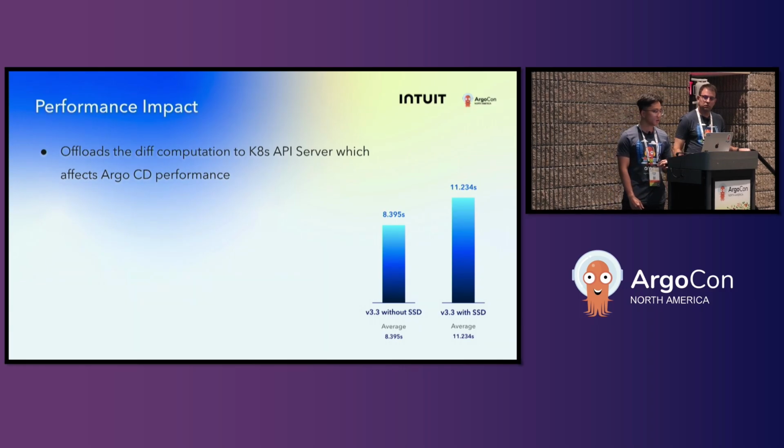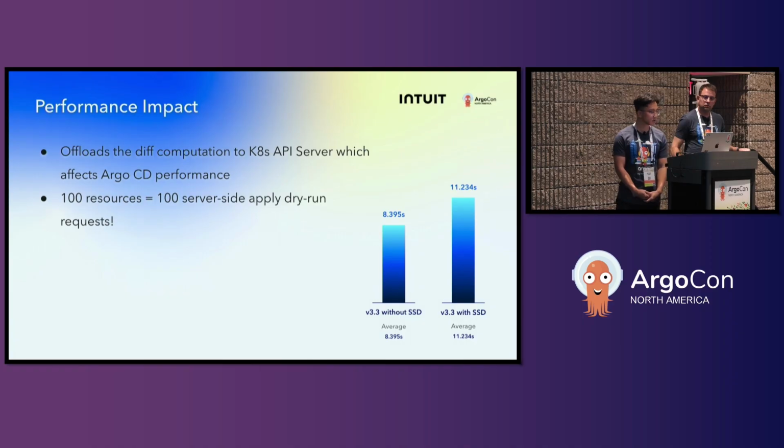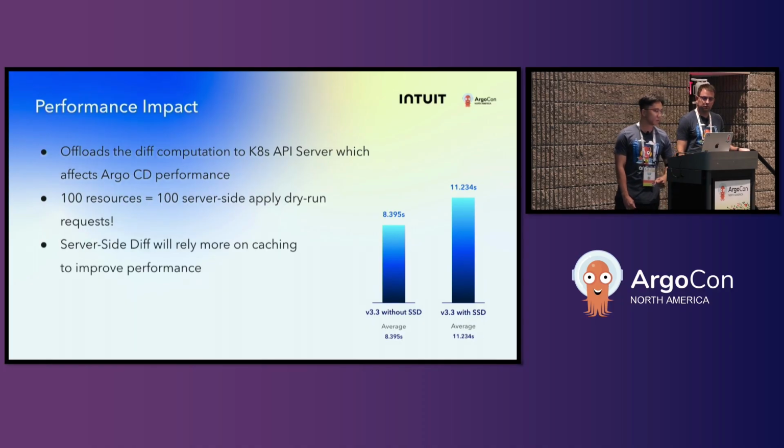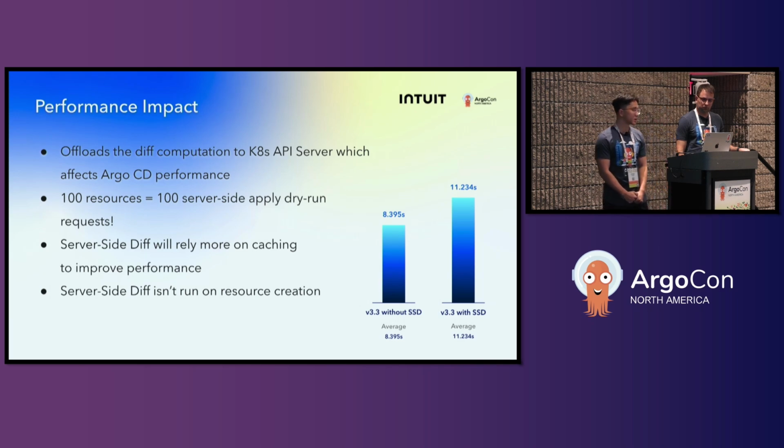This may not be a huge difference, but with an application with a huge number of resources, that could add up to a lot, as each resource would equal one server-side apply dry run. So we're aware of the drawback, and we have a few mitigations so users won't quite feel those effects when using Argo CD. Server-side diff will rely more on caching to improve performance. Also, server-side diff isn't run on resource creation, as we don't see those benefits there, and a simple client-side diff should be sufficient.